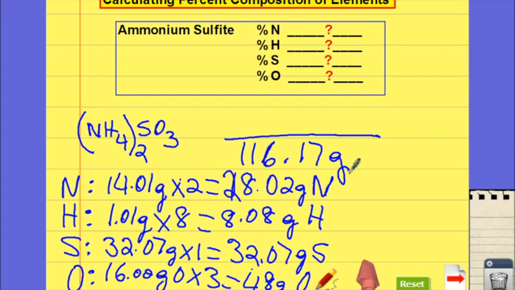Now, I need to divide. I need to take each one and divide it by that whole. What is 28.02 divided by 116.17? This is tedious. So if we can find a way to do it on the calculator, we won't have to keep on dividing by the same thing. So we will do it in class. So what is 28.02 divided by 116.17 times 100?